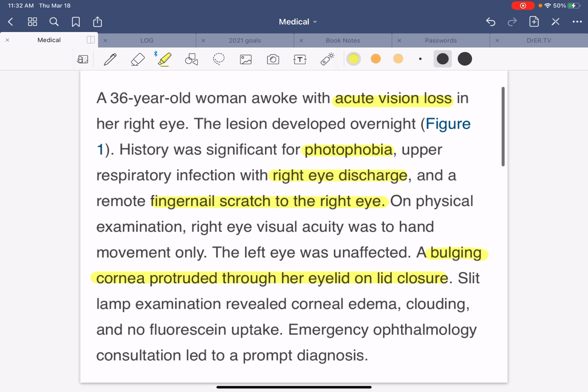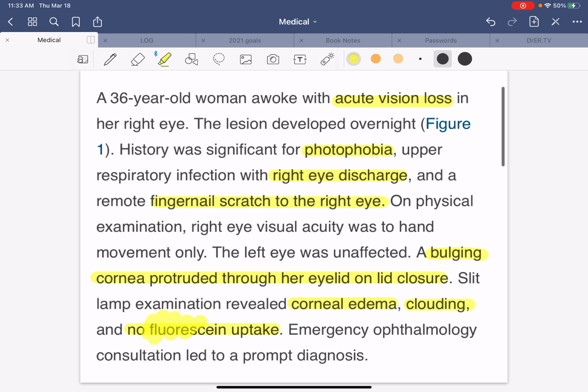Usually hospitals have this kind of equipment. Most do, but sometimes they preserve it. It's not in the emergency department. It's maybe in the operating room. But obviously, eye doctors have this kind of equipment. The slit lamp examination revealed corneal edema, clouding, which means just what the word suggests, like thickening, like you can't see through, and no fluorescein uptake.